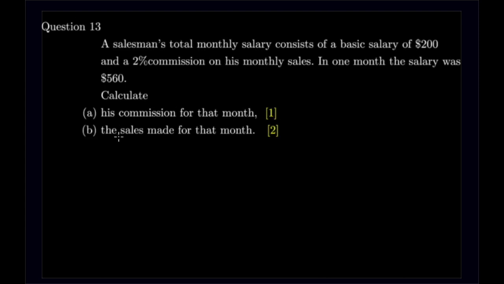And so let's move on to question 13. Question 13 says a salesman's total monthly salary consists of a basic salary of $200 and a 2% commission on his monthly sales. Then in one month, his salary was $560. Calculate his commission for that month.